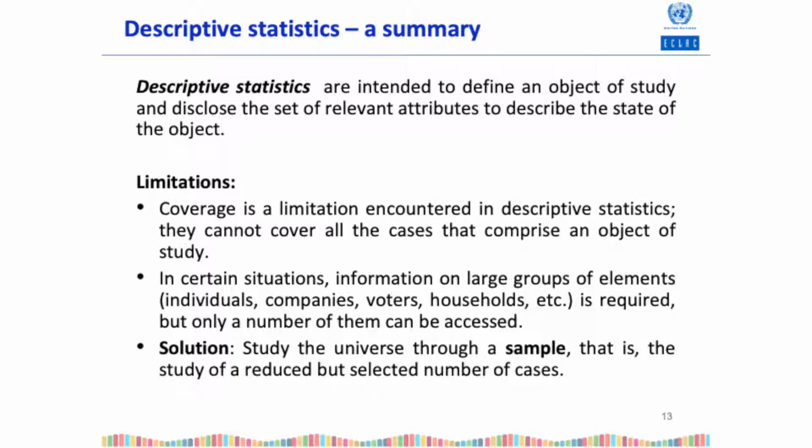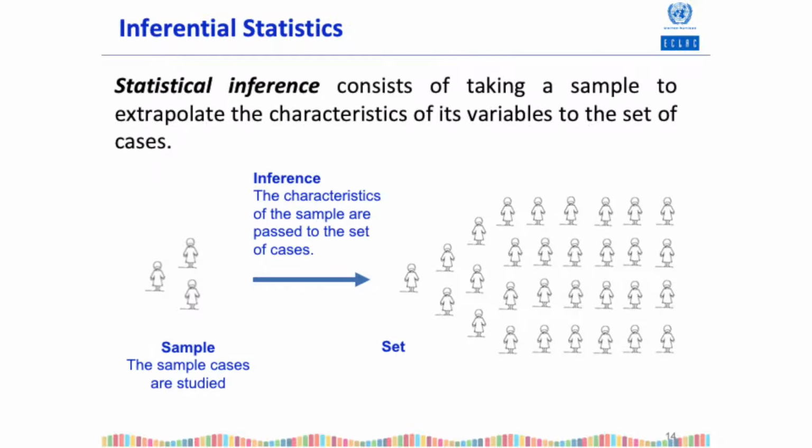Solutions through these limitations are to have a sample of a universe, as I mentioned before, and you can reduce this amount of information and select a number of cases and then study them for sure. Let's go to statistical inference. Statistical inference consists of taking a sample to extrapolate the characteristics of its variable to the set of the cases.